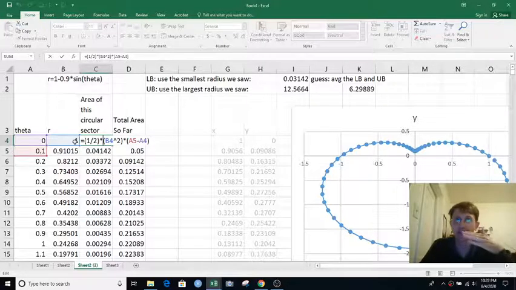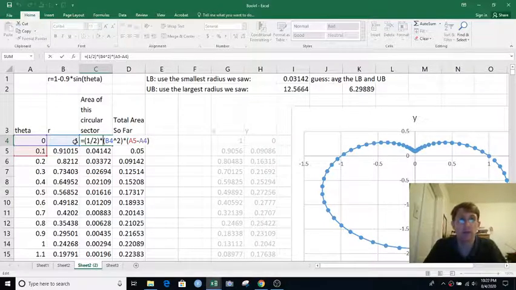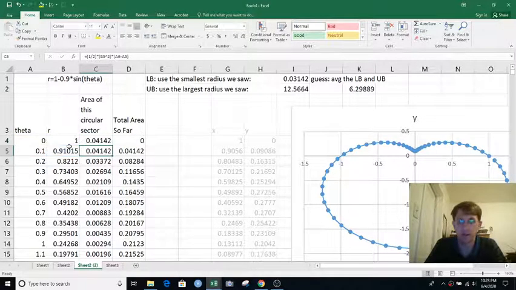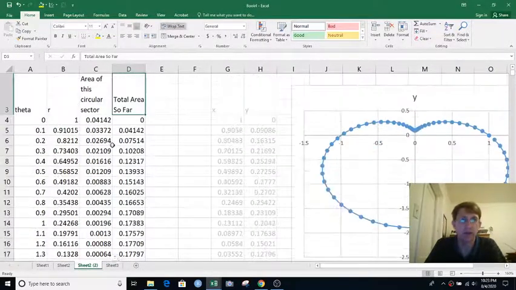Here we had used the first radius of this sector. That's like using the left-hand method, because when you're going left to right on the x-axis, the left side is the first one you come across. If I did this one instead, that would be like the right-hand method. And get about the same value there.